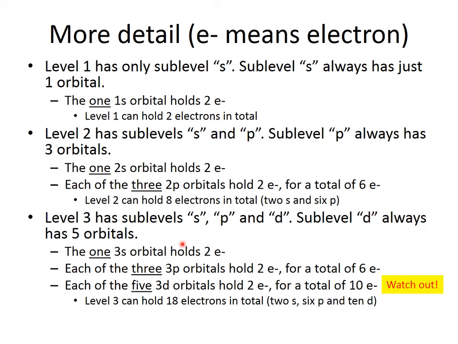So I have one 3s orbital that holds 2 electrons, 3 3p orbitals that each hold 2 electrons for a total of 6 electrons, and 5 3d orbitals that each hold 2 electrons for a total of 10 electrons. The fact that they can hold them, I'm pointing out, watch out, later on when we're writing electron configurations, the order in which they fill can change. But all told, when it's completely full, level 3 can hold 18 electrons in total.